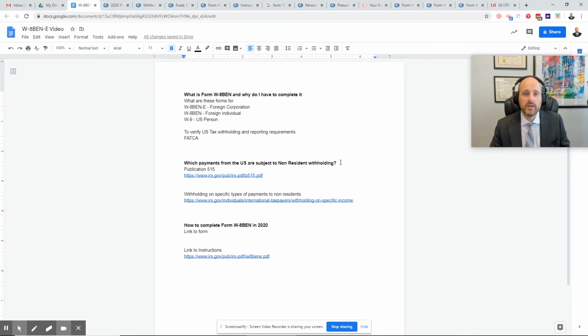And if you take a position that taxes were withheld improperly, then we can file a tax return and request a refund and take that position with the IRS. So that's, I guess, your option after the taxes are withheld. So I think we really went over well what payments from the U.S. are subject to non-resident withholding.